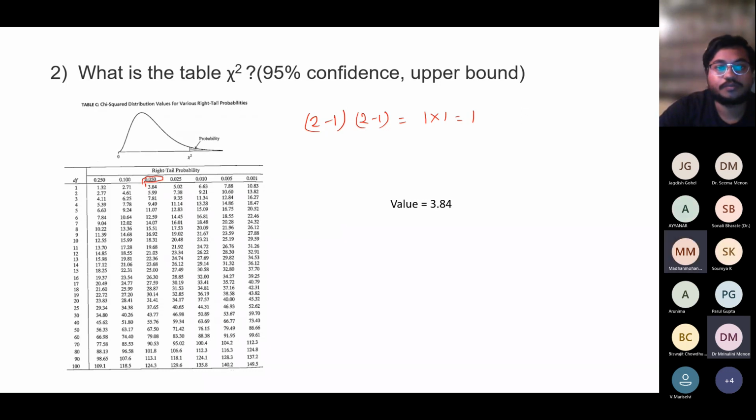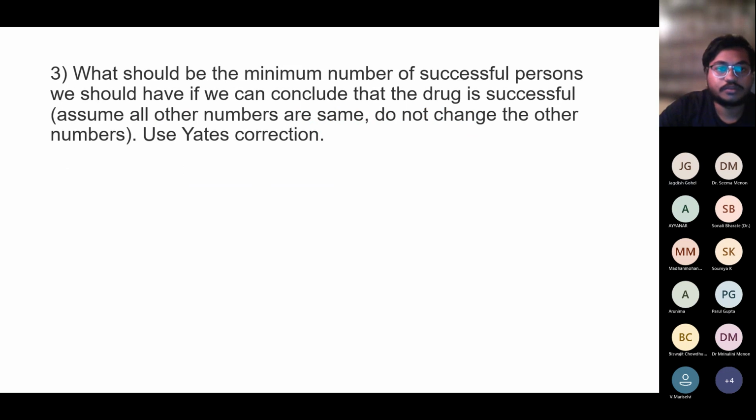Yes. So the third question we are asked is, what should be the minimum number of successful persons we should have if we can conclude... Sorry, can you please start that from first? Okay, yeah.